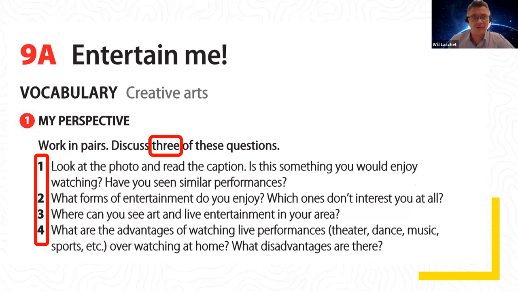And what I'm going to do now is put you into breakout rooms, and I'm going to give you about 4 or 5 minutes to discuss this question. Kitty's put that in the chat box so we can see it. What forms of entertainment do you enjoy? Which ones don't interest you at all and why? You can talk about any kinds of entertainment that you like.